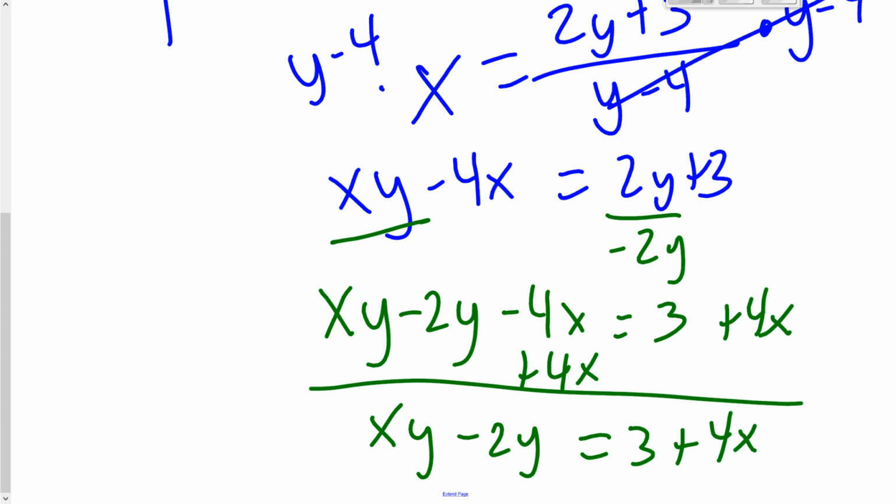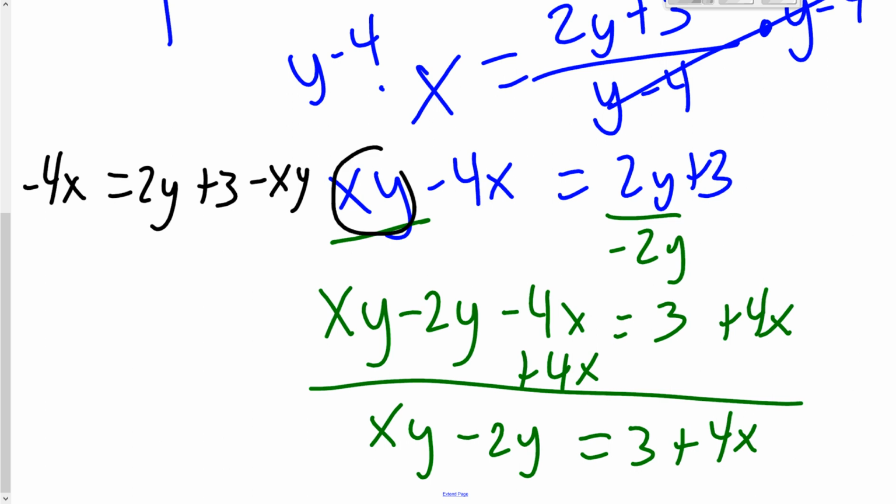Or I could have done it the other way. I could have subtracted xy on both sides. I can't subtract just plain x here, because these are tied together by multiplication. And I don't want to divide by y to get y by itself, because then y would be a denominator over here. So you have to subtract that xy over, or subtract this 2y over.